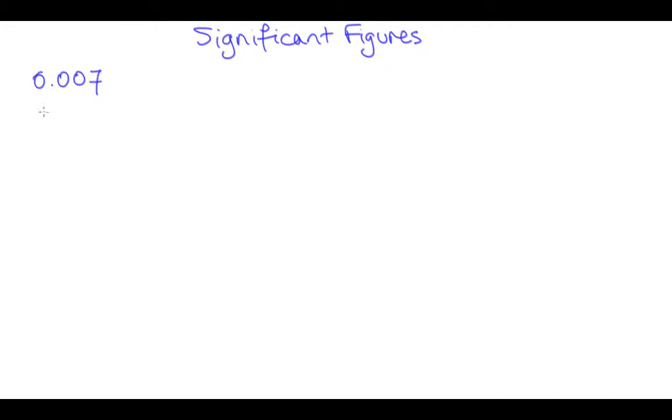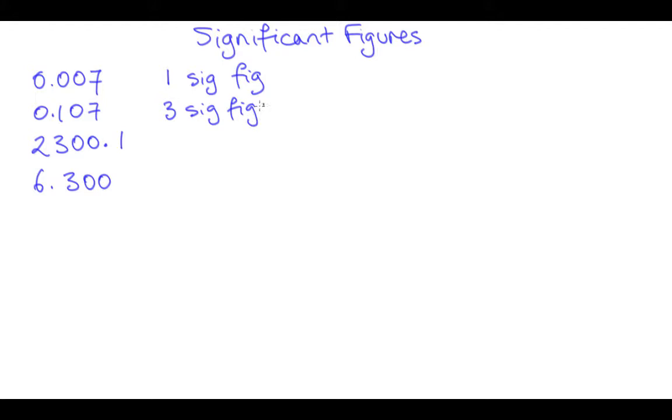And it's a useful bit of scientific jargon that helps when estimating quantities and errors, and it's best explained with some examples. So here are some numbers I've written down. First of all, any zeros at the start of a number are not counted. That's because they don't contribute to the magnitude of the quantity. So 0.007 has just one significant figure. After the first non-zero, all subsequent digits are significant. So 0.107 has 3 significant figures, and 2300.1 has 5 significant figures.